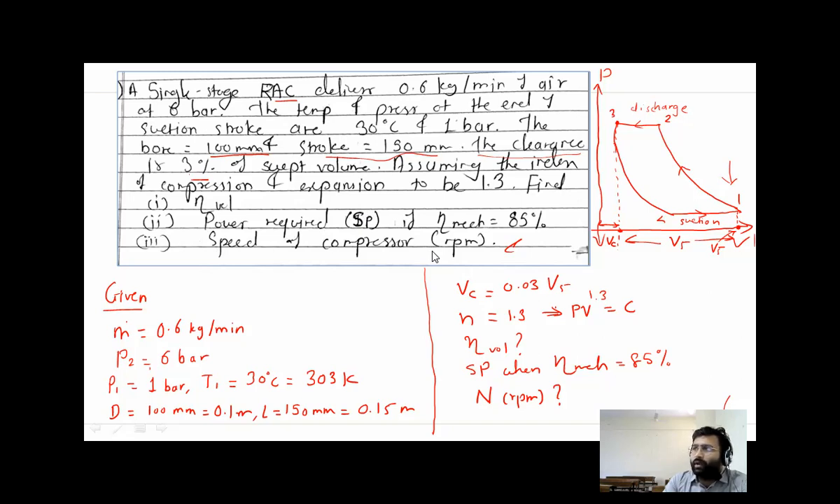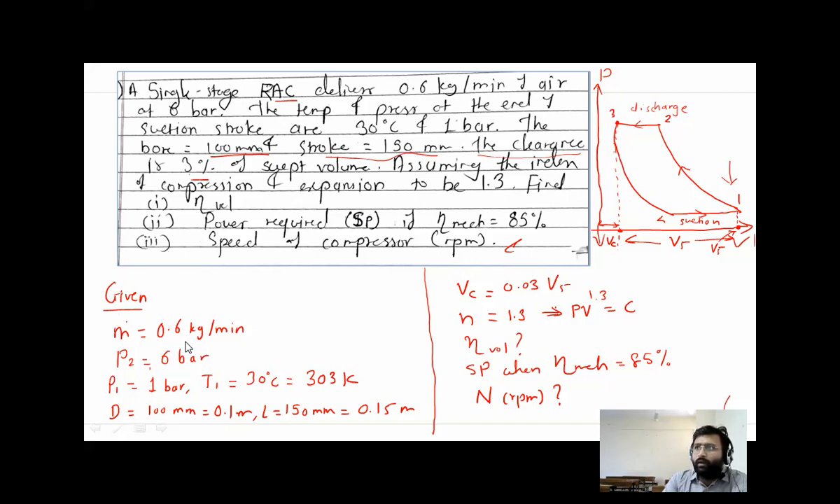Whenever you read such problems, it is obvious that at first you have no idea how to proceed. So always start with what is possible. In this problem or any problem in life, start with whatever is possible, and eventually you will find a solution for everything. So given here, mass flow rate is given.